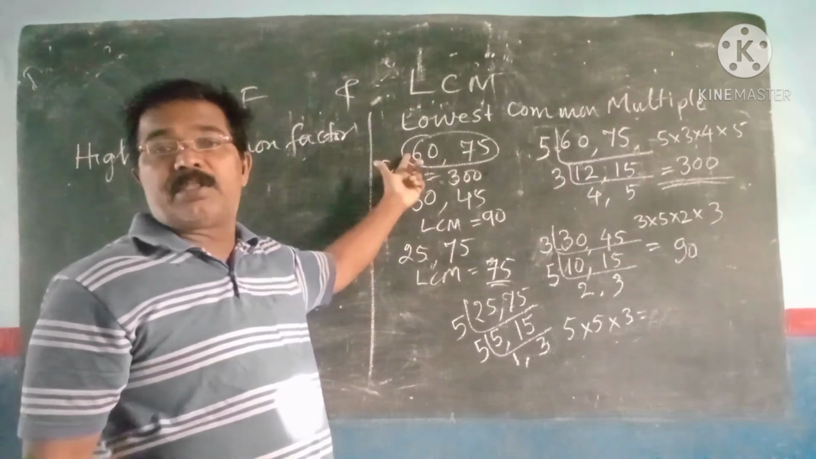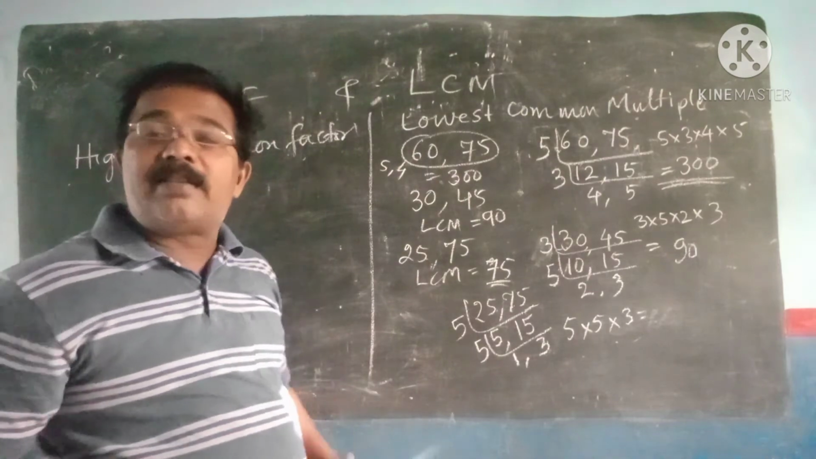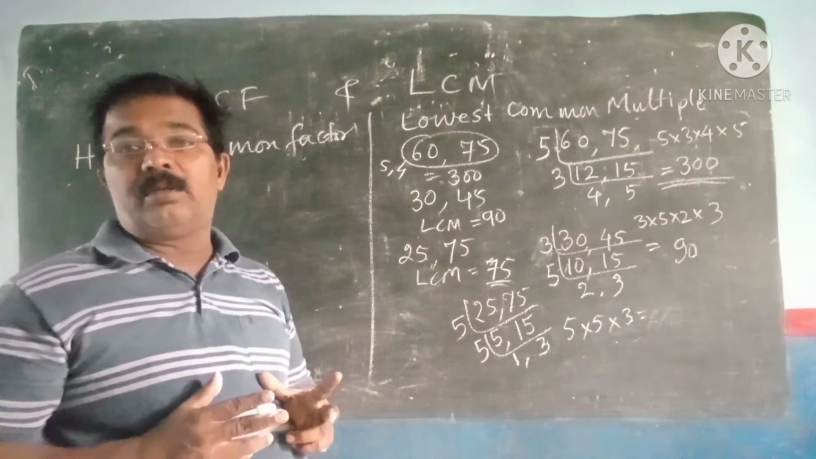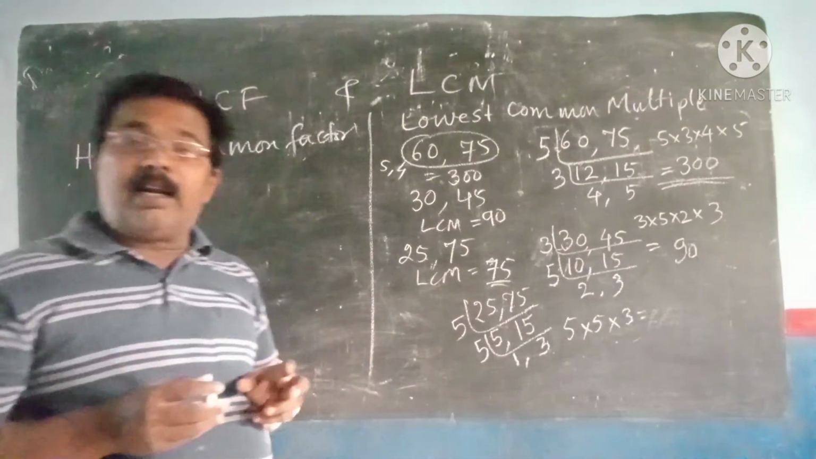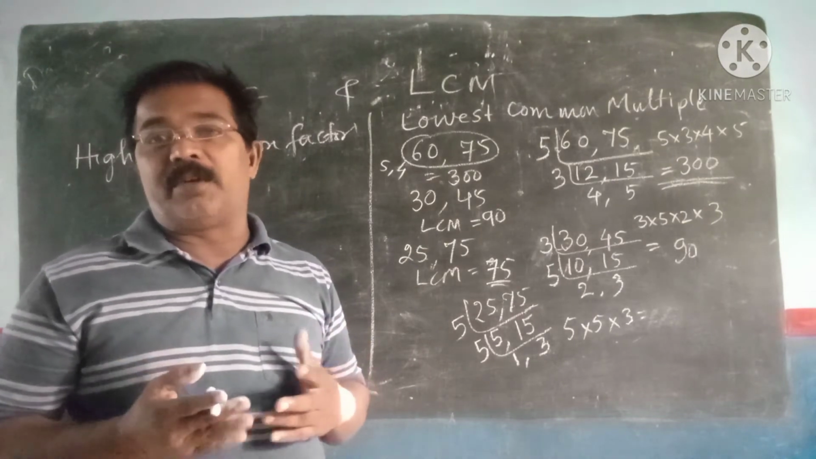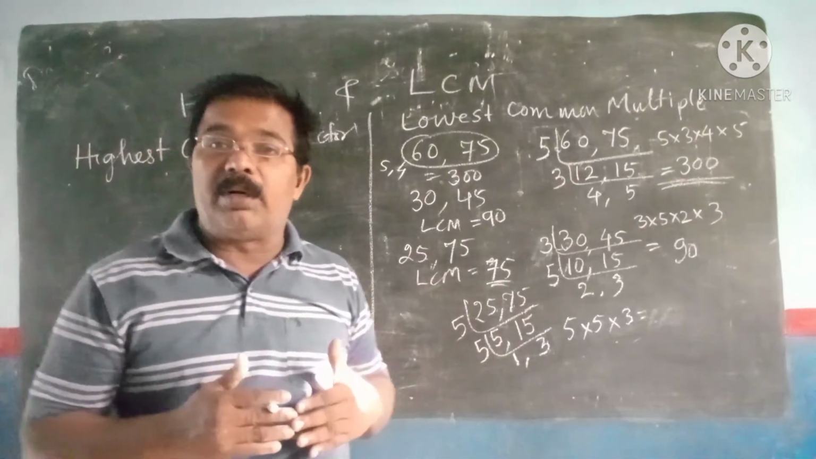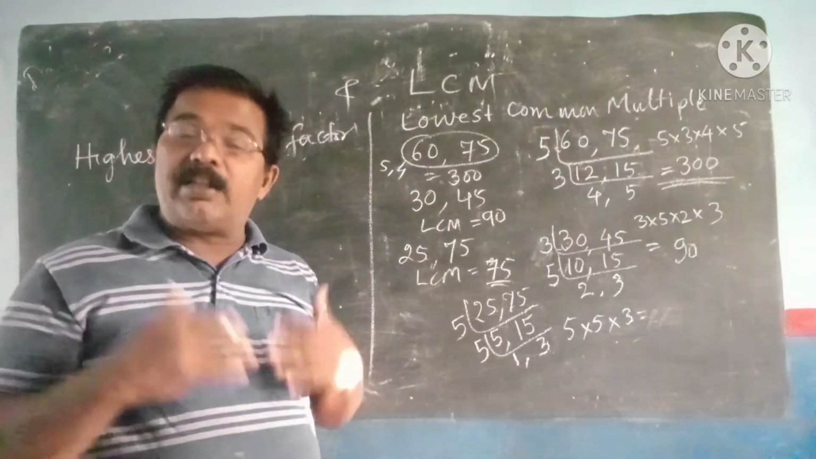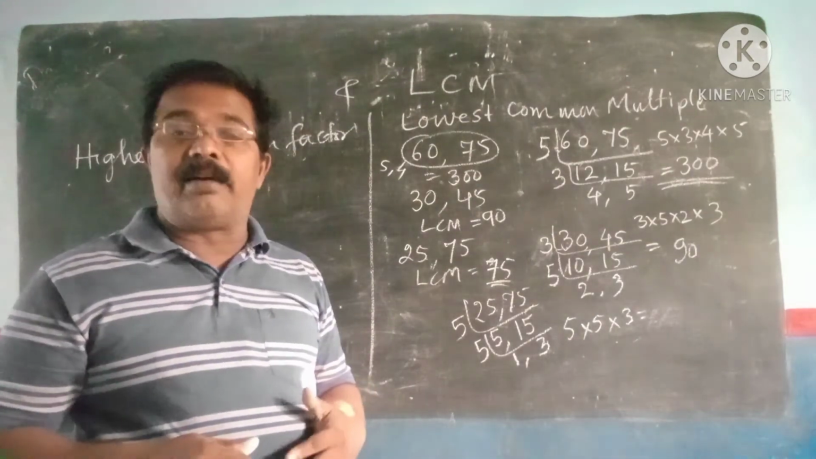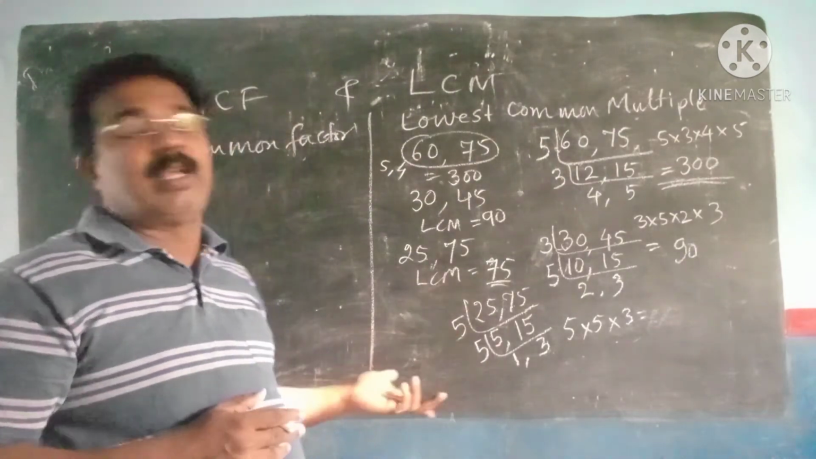5 times 60 is 300, 4 times 75 is 300. It's a multiple of both of the numbers. It is the lowest common multiple. So we can say 300 is the common multiple of both 60 and 75, and it is the lowest one also. There is no number smaller than 300 which is a common multiple of both 60 and 75.